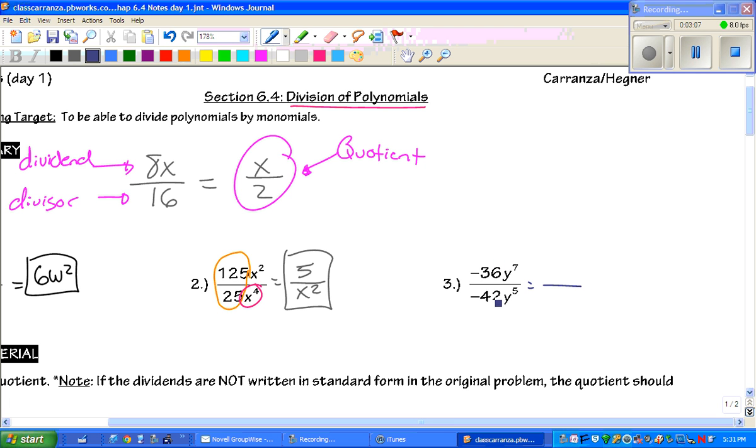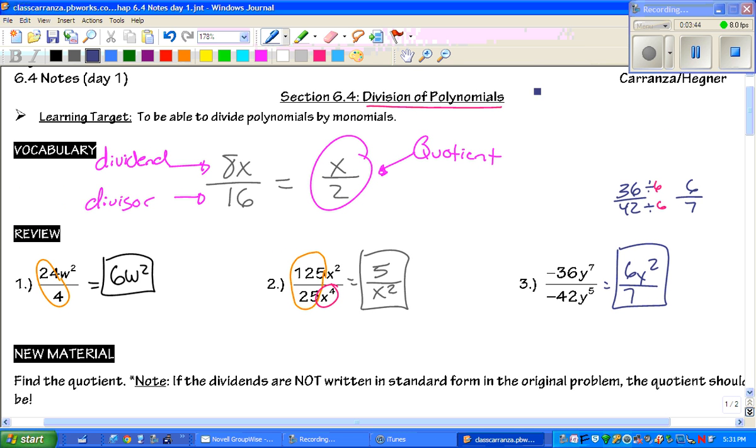We've got 2 negatives, so we know our answer is going to be positive, but we need to reduce 36 over 42. What goes into both of those numbers? 6. 36 divided by 6 is 6, and 42 divided by 6 is 7. And then who wins with the y's, the top or the bottom? The top wins, so the top wins by 2.